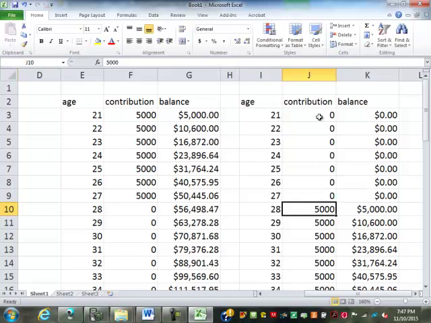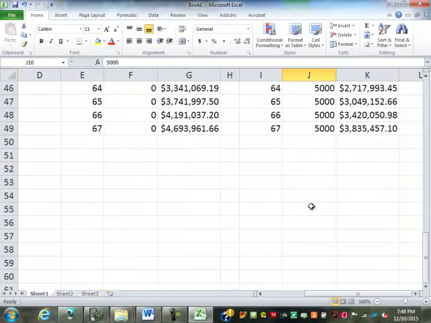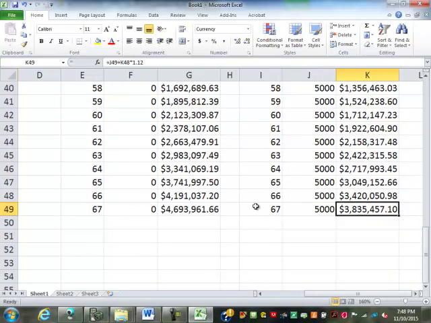And then at 28, so that first 7 years, they put away nothing. When this person stops, this person starts. They start at 28 and they put it away for 40 years. Any guesses? Almost $1 million less.